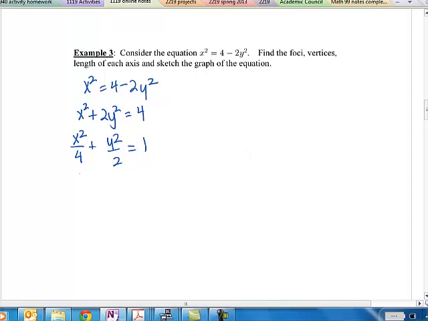All right, so now we try to figure out what's a squared, what's b squared, what's c squared. Remember, a squared is the larger denominator, so we have a squared is 4, b squared is the smaller denominator, in this case 2.